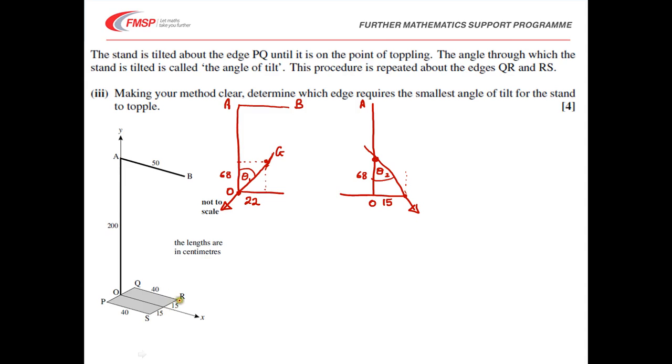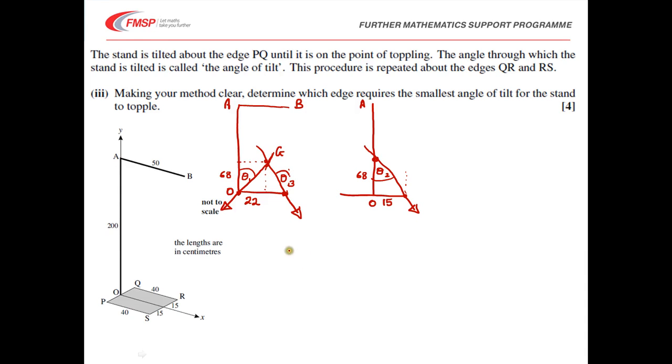For the third possibility, if we're going to rotate about RS, I'm going to go back to my original diagram here. If we rotate around RS, this becomes the point of contact, and this arrow here becomes our new vertical, so our angle of tilt in this particular case is shown here. That's going to be my theta 3, my third critical angle.